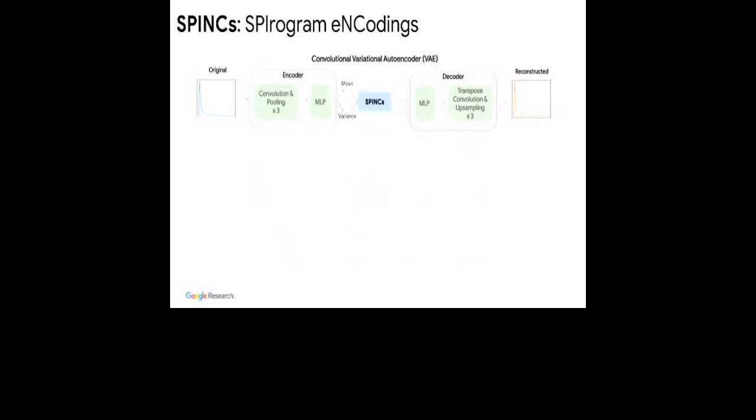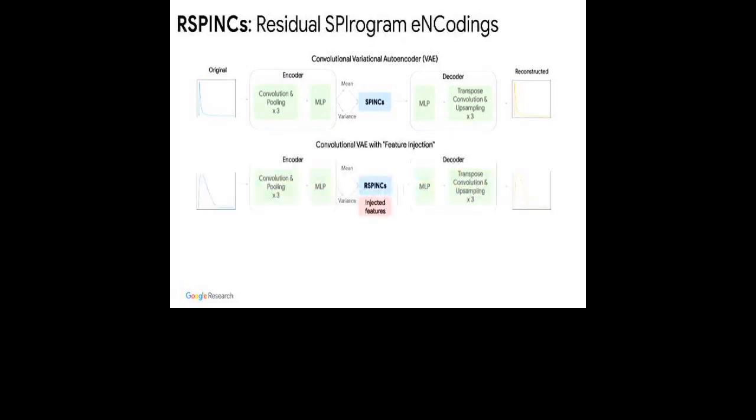But what we were ignoring is all the knowledge that clinicians have. Doctors and clinicians have been looking at this data for so long, so they have a very good intuition about what the important features are. The question is, can we actually incorporate these features in our model? So we change our model and come up with a new name for the embedding, called RSPINC. The goal is to inject the information that doctors or clinicians have into this network. The encoder part is not changing.